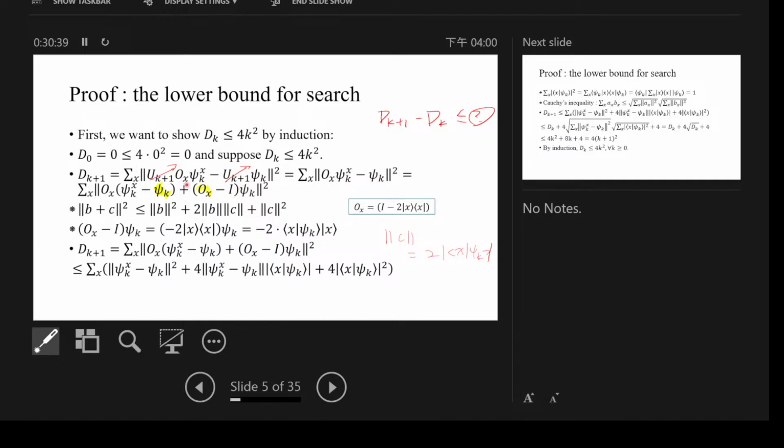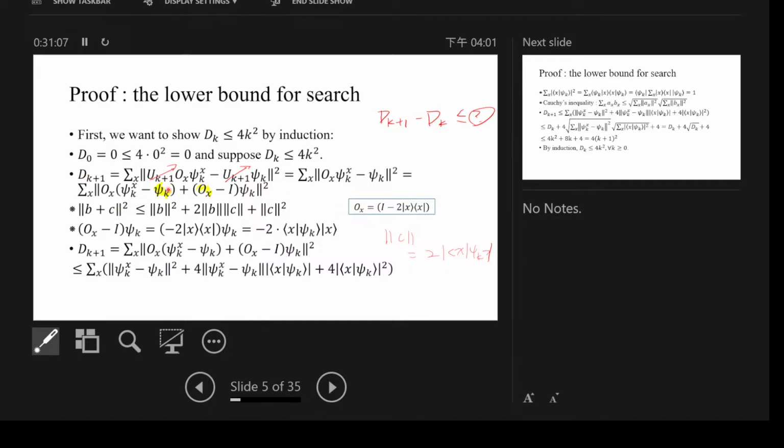But then we can group things together. Then we have ox on the difference between psi x and psi nothing, and also we have ox minus identity on psi k. So this is a small step. We subtract this ox psi k here. And then now it's just a more brute force calculation.